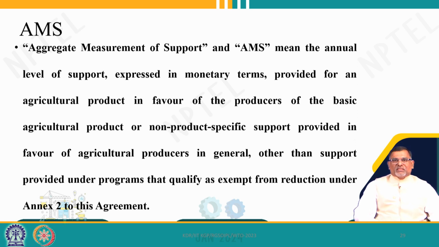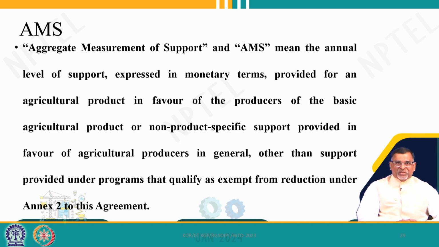Aggregate measurement of support is the committed level of annual support by every country in monetary terms. So, it means that the government declares product-wise and non-product-specific support to the agriculture sector, other than exempted reductions. The government says that this is our full annual support expressed in monetary terms. This annual measurement of support is committed, fixed by every country to the WTO.